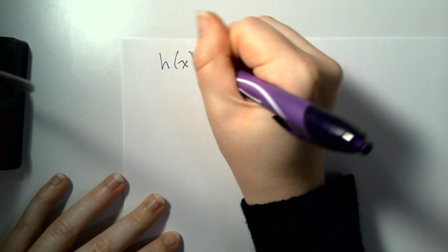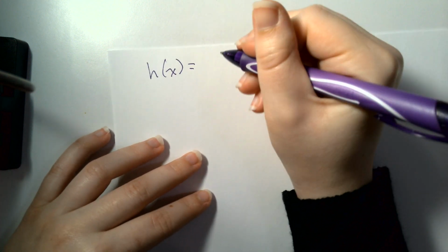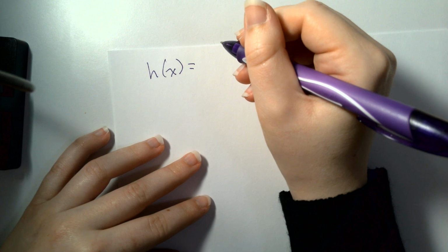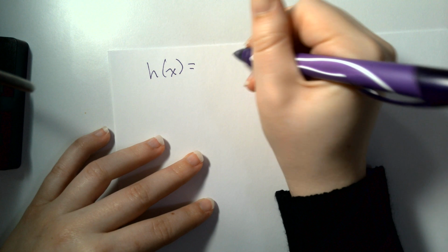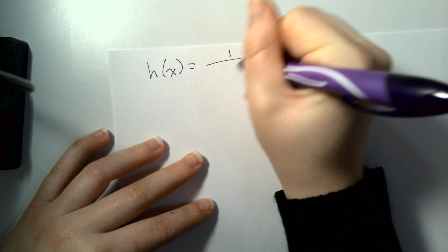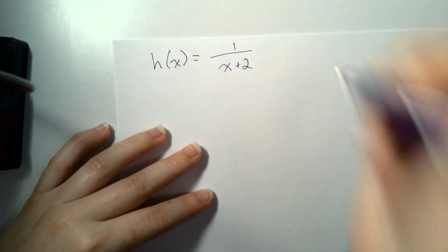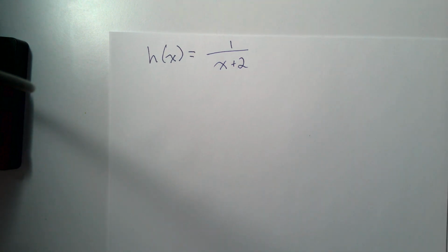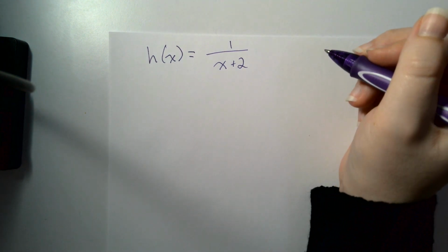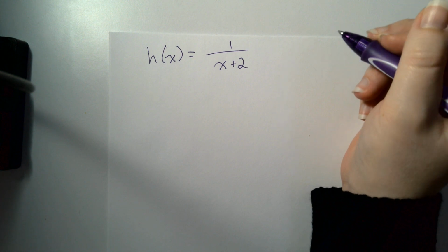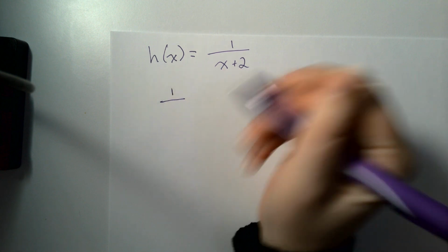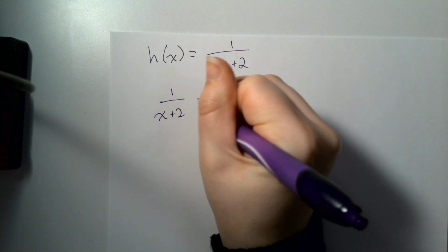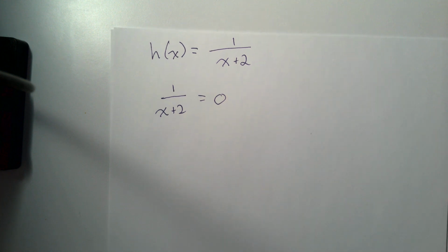So let's do another one just for the sake of practice. Let's try h of x equals, well, this will be a good one, 1 over x plus 2. Our question is, what is the x-intercept, or what are the x-intercepts, of this function? We want 1 over x plus 2 to equal 0. So we want to figure out what value of x makes that 0.